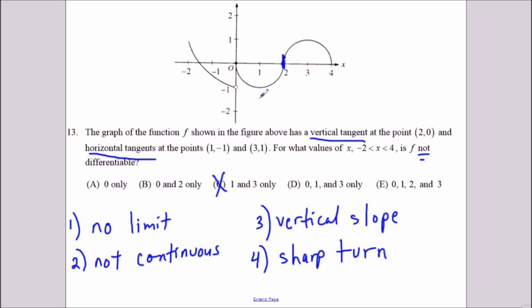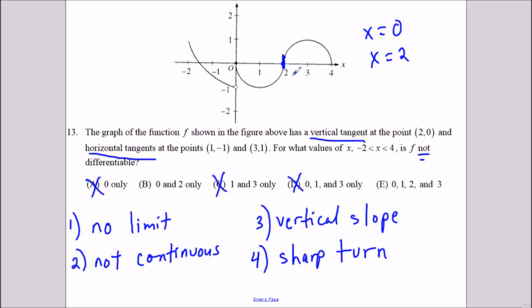So this means that x equals 0 and x equals 2 are locations where f is not differentiable. So the function is not differentiable at 0 and 2 so far. So A is out. This choice is out. And now it's stuck between choice B and choice E.